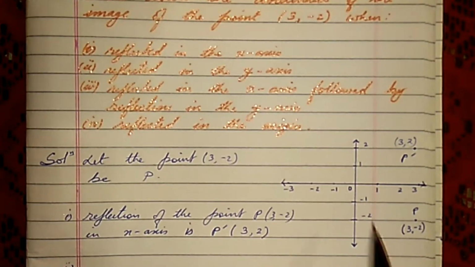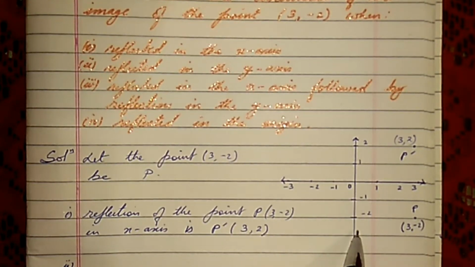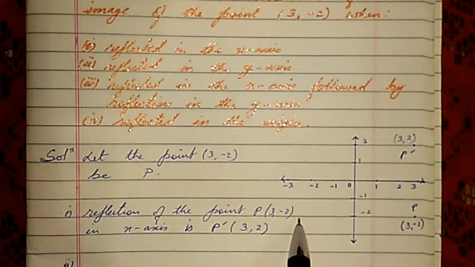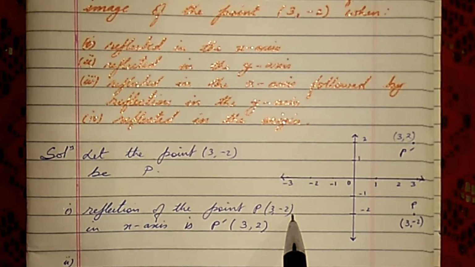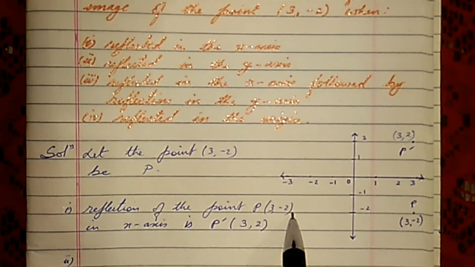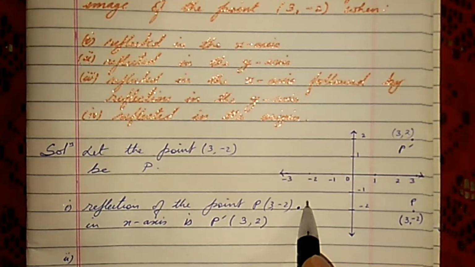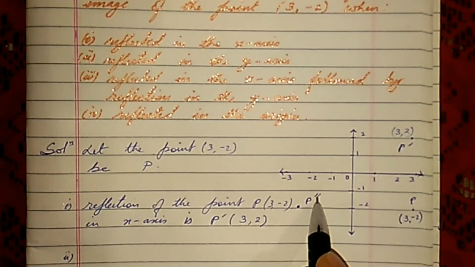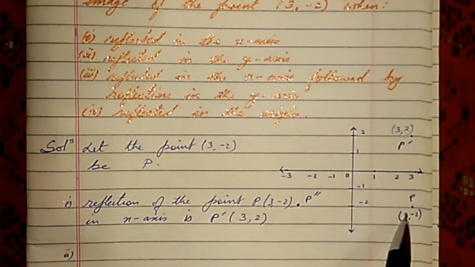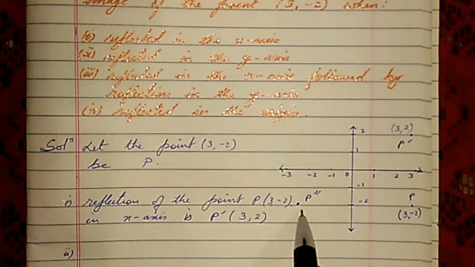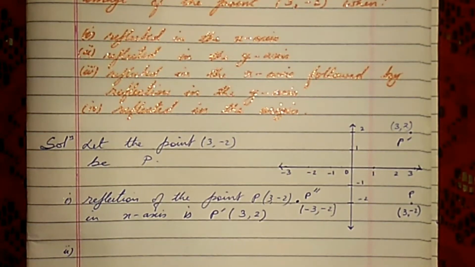Reflected in the y-axis. So when this is reflected in the y-axis, the y-axis behaves like the mirror. So the image will be formed on the opposite side of the y-axis. Opposite side of the y-axis means on this side, and the image will be formed somewhere out here. Let me draw this point here. Suppose this point is P double prime. Then what do we see? The y-coordinate remains unchanged, but the x-coordinate changes its sign. So it will become (-3, -2).